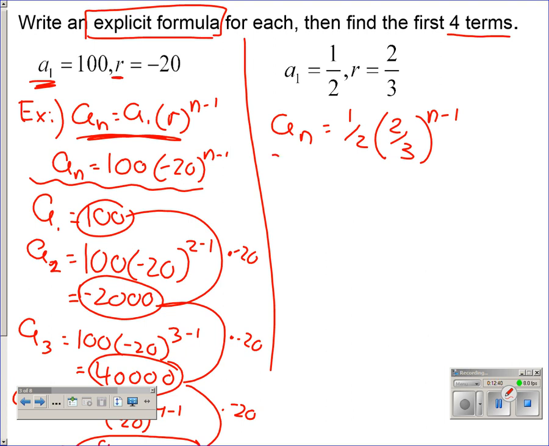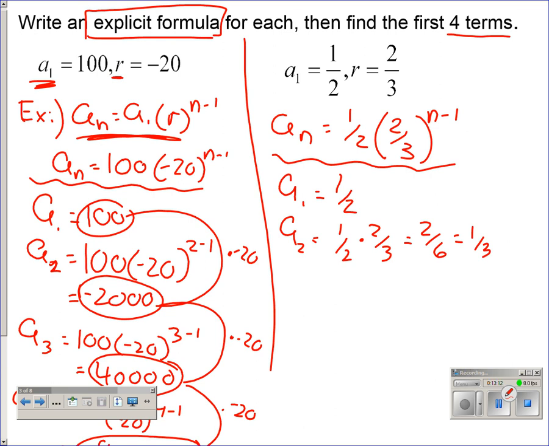So let's think about that pattern as we're finding our first through fourth terms. My first term is given to us, it's 1/2. And I'm going to think about this recursively, which means just to do the pattern. My second term, a sub 2, would just be my first term times my rate. That's really all it is. That's how we get to the next term. Just a side note, if you multiply fractions, you multiply the tops and the bottoms, so 2/6, or 1/3. So my first term is 1/2, my second term is 1/3.